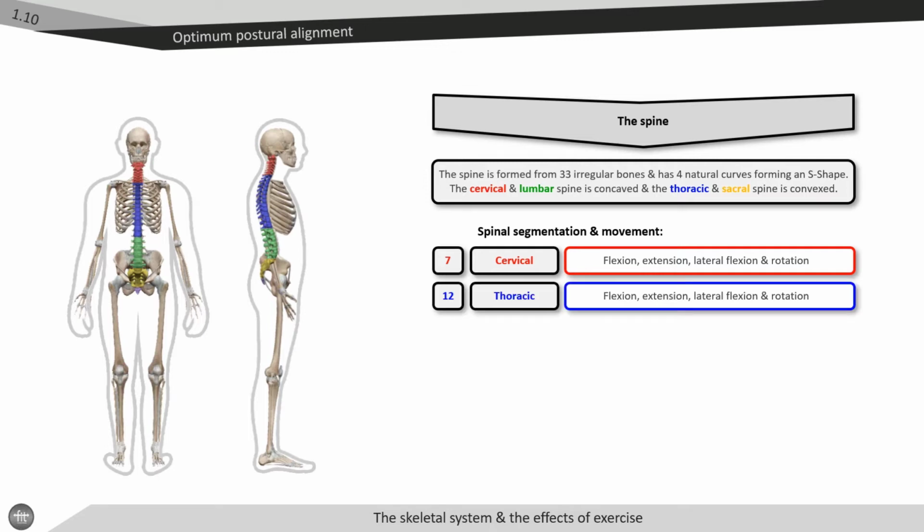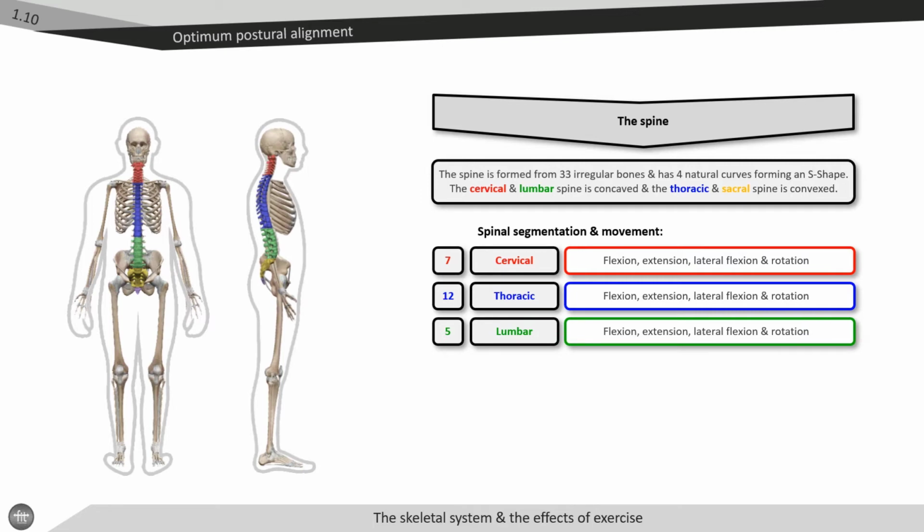The thoracic spine, which has 12 vertebrae, allows for the same movement as the cervical vertebrae, including flexion, extension, lateral flexion and lateral extension and rotation, but in smaller ranges as it needs to be more stable to support the rib cage. The lumbar spine has 5 vertebrae and allows for the same movement as the cervical and thoracic vertebrae, but it is more limited in flexion and extension, lateral flexion and extension, and rotation.